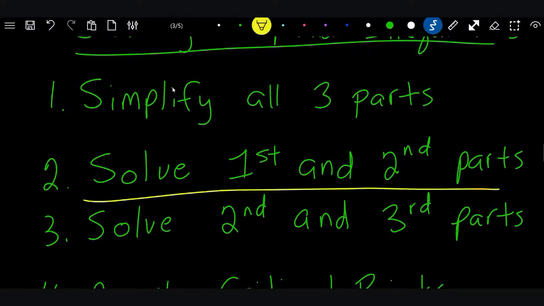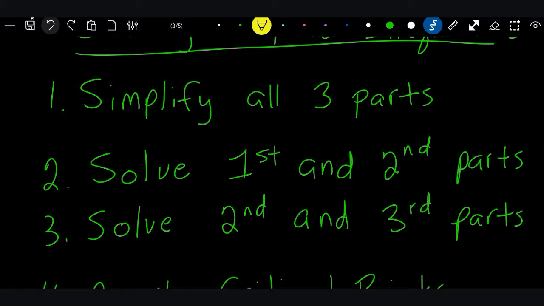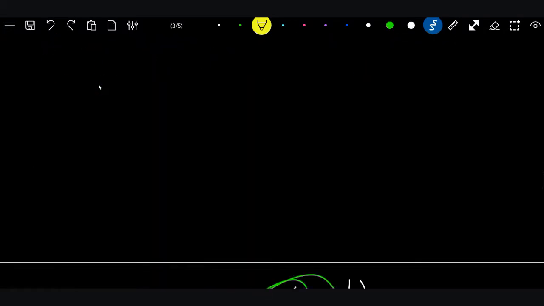Step number 2, solve the first and second parts. In other words, I want you to separate this into two different things. We're going to have first and second, and then we're going to solve second and third. So the second, the middle piece, goes with each one. You'll see what I mean in a second.